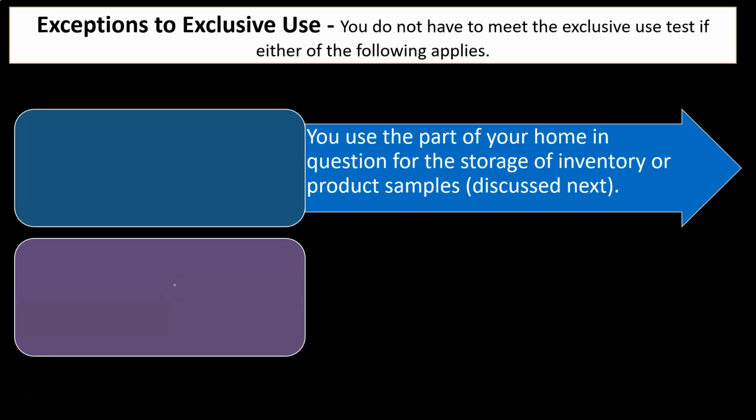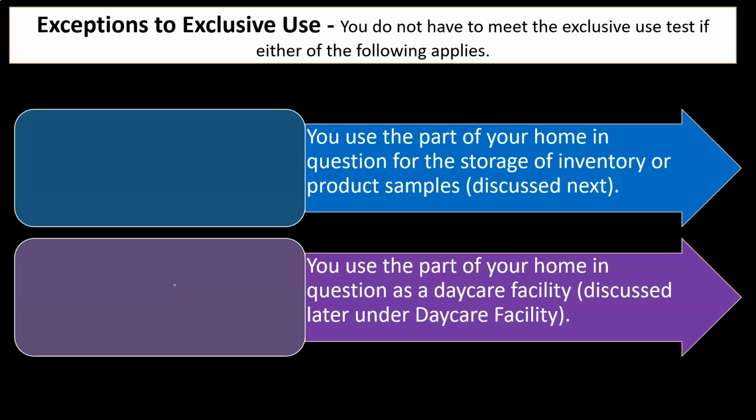So, exceptions to the exclusive use. Now we're going to say, okay, we just said we have to have it exclusively used. Are there any exceptions? Well, we have some exceptions. You do not have to meet the exclusive use test if either of the following applies. You use part of your home in question for the storage of inventory or product samples, discussed next. So if you're storing inventory, you have different rules with relation to the storage of inventory. Again, we might not go into that in a whole lot of detail here. If that's a specialty area, look into some of those publications and resources we looked at and you can drill down on that. We're thinking mainly home office here.